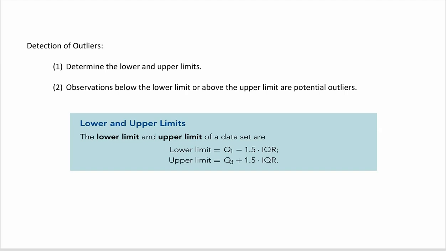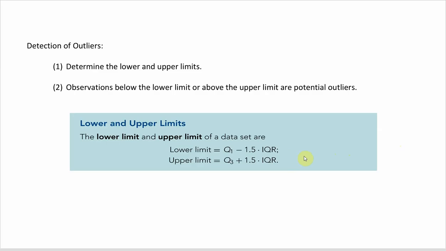How to check for outliers. So once you've got your quartiles, that's basically what you need, because if you look at these two formulas right here, it's the quartiles and the interquartile range, which is made of quartiles. So once you get there, you can do this.